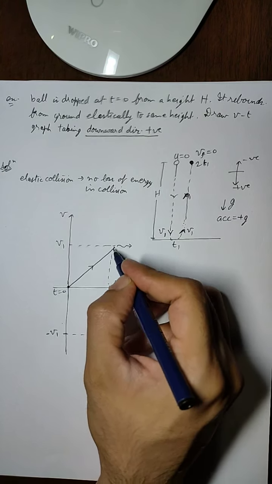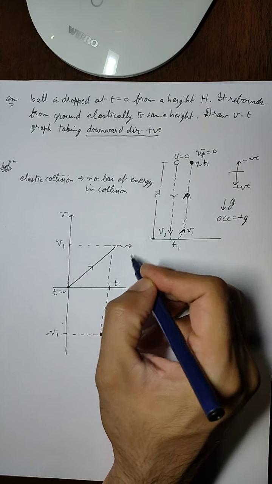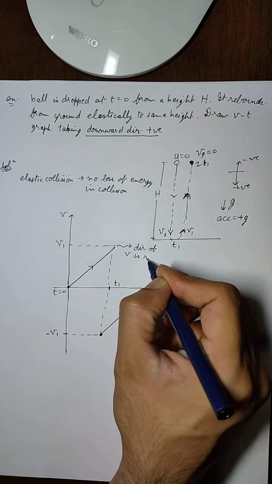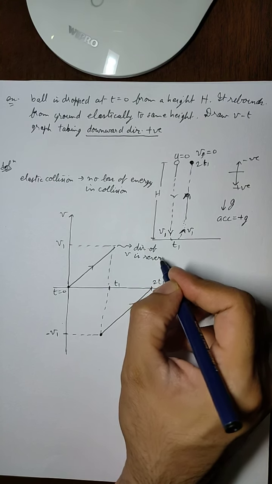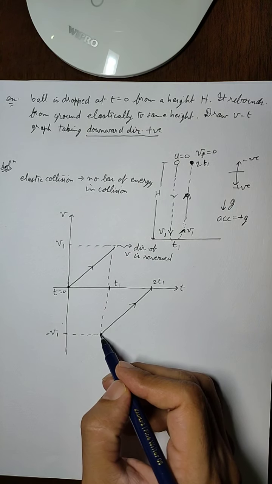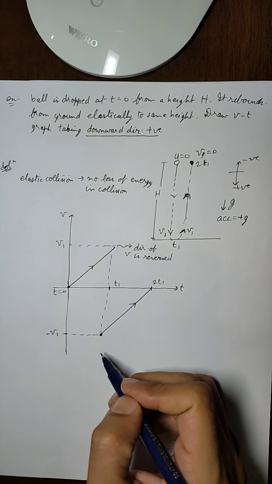Remember, why is there a break? Because at this point at t1, the direction of velocity is reversed. The positive v1 became negative v1. So for the upward journey, the graph will start from negative v1.